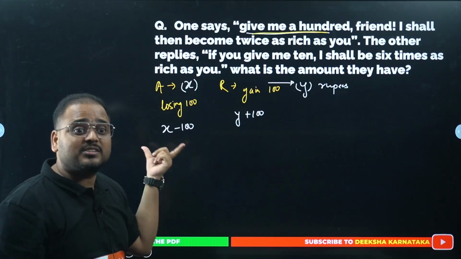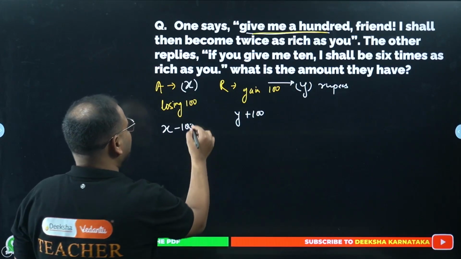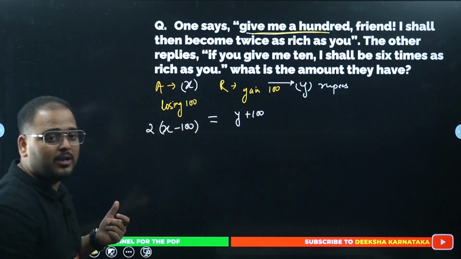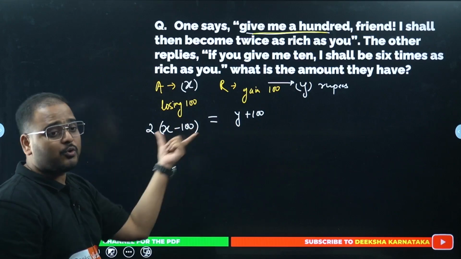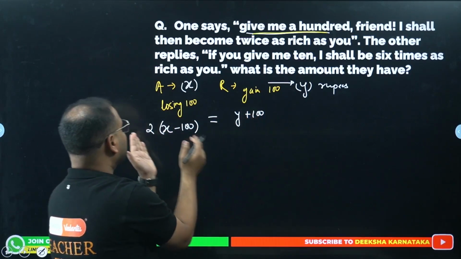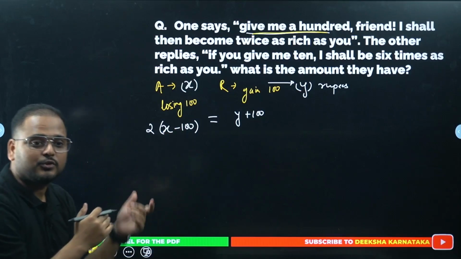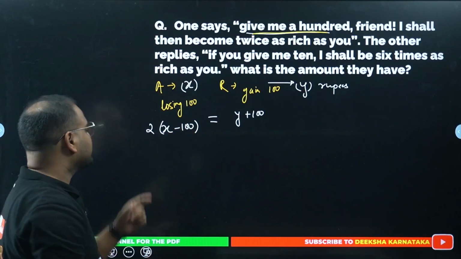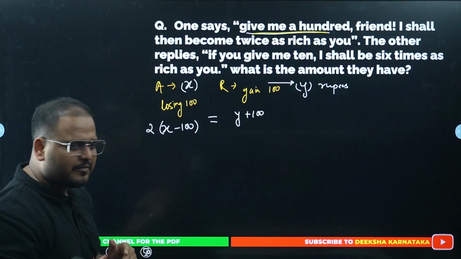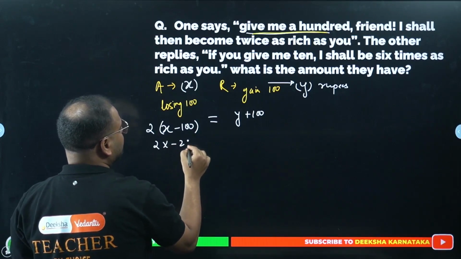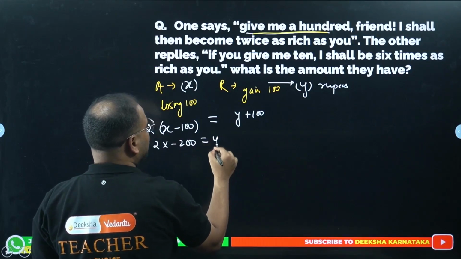Ritu is twice as rich as Akash. So to make them equal, whatever amount Ritu has, Akash will have half of it, so I have to multiply 2 on this side to make them equal. This is my first equation. Let's simplify it. What I get is 2x minus 200 equals y plus 100.